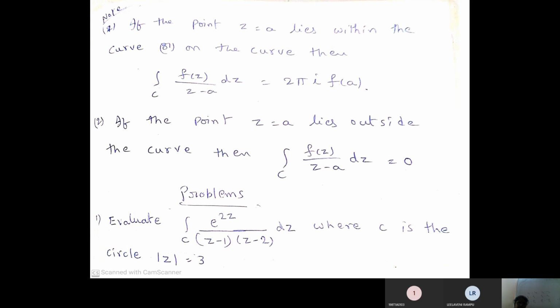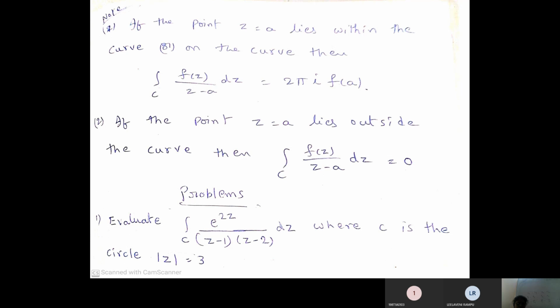When we apply Cauchy's integral formula, the point z equal to a may lie within the curve c or on the curve c. Then you can apply Cauchy's integral formula. If the point z equal to a lies outside the curve, then integral over c f of z by z minus a dz equal to 0. So if the point z equal to a lies within c or on c, then integral over c f of z by z minus a dz equal to 2 pi i f of a. If the point lies outside the curve c, then the integration is 0. Now using this formula, let us go to the problems.